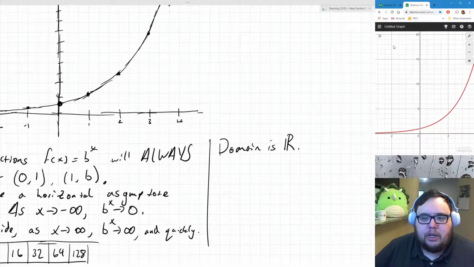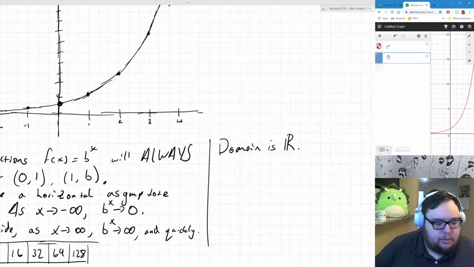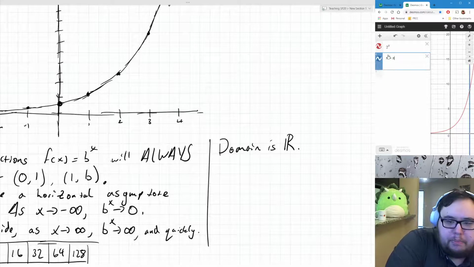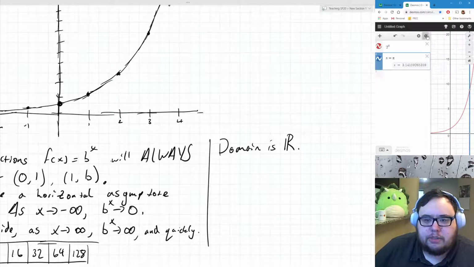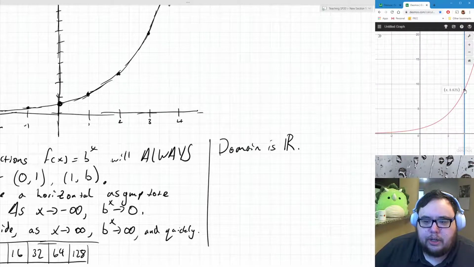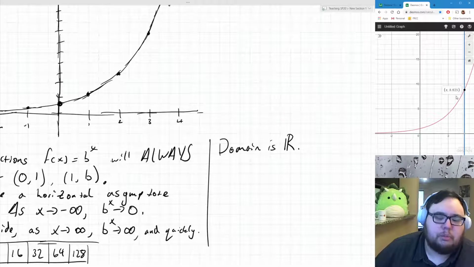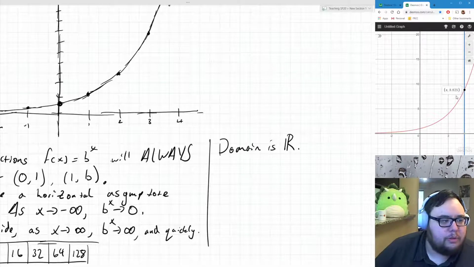For instance, if we do x equals pi on our Desmos graph here, we can look and we can see our intersection here. 2 to the power of pi is around 8.825, somewhere between 2 to the power of 3 and 2 to the power of 4.